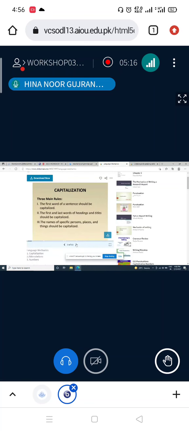Okay, first word, when you are going to begin writing something, you have to write the first letter of your word in uppercase. The second rule is the first and the last word of headings and titles should be capitalized. The names of specific persons, places, and things should be capitalized. So these were the three rules. The first word of a sentence should be capitalized.